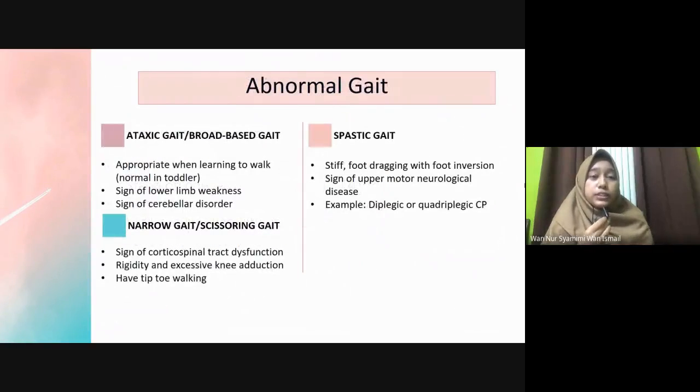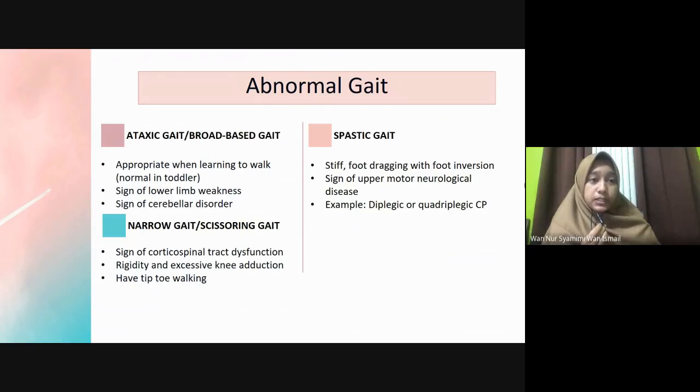So I will go for the abnormal gaits in pediatrics. So there are a few. The first one is the ataxic gait, also known as broad-based gait. This gait is characterized by clumsy, staggering, as well as a wide-based gait.